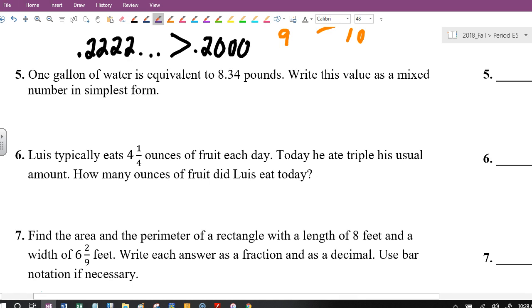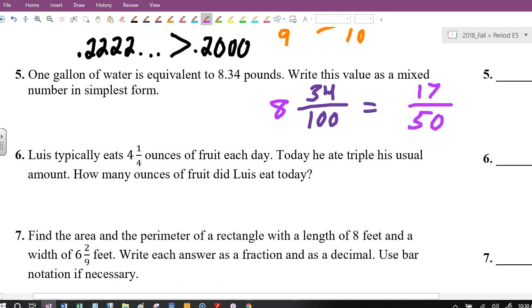Okay. So since it's 8.34, you have 34 over 100 and 8 on the side because it's a whole number. And then you can divide 34 by 2 and 100 by 2, and then you get 8 and 17 over 50, but you can't go any lower than that. Okay. So how did you get to 17 over 50? Because I divided 34 by 2 and 100 by 2. Excellent. So you get 17 over 50.